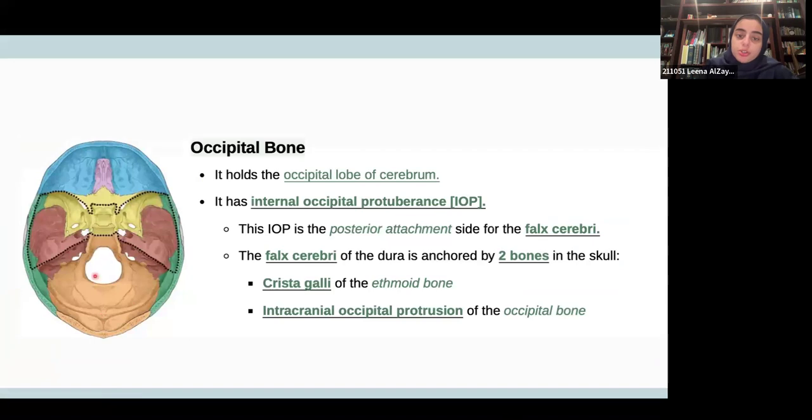Then we have the occipital, which is the orange. What you have to know is that the internal occipital protuberance, which is over here, is where the falx cerebri attaches posteriorly. So we said anteriorly, it attaches to the ethmoid bone over here, and posteriorly, it attaches to the occipital bone in the internal occipital protuberance. And it has the foramen magnum over here for the spinal cord and the brainstem to come in.